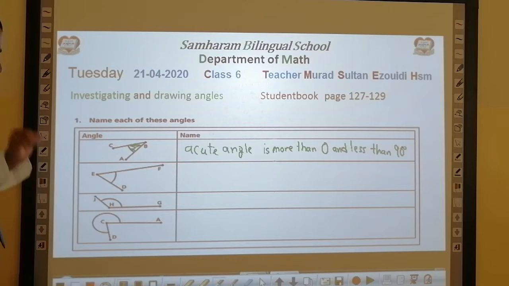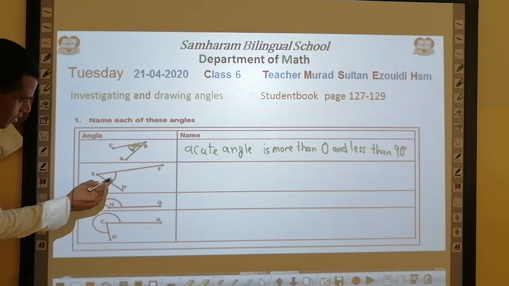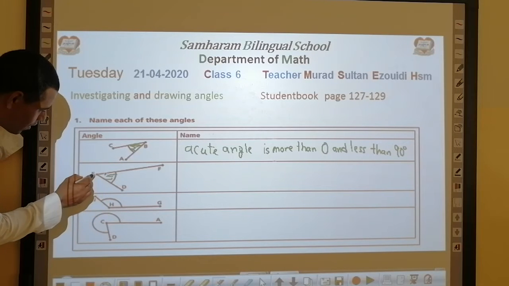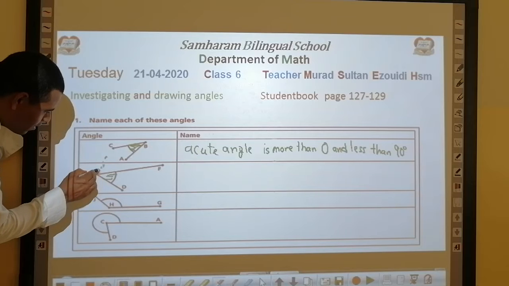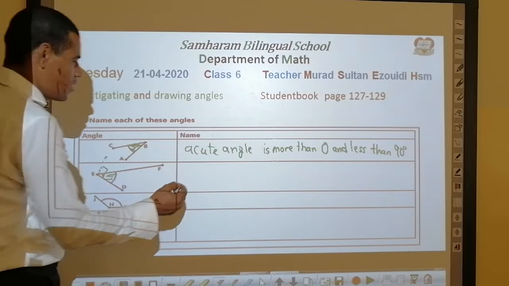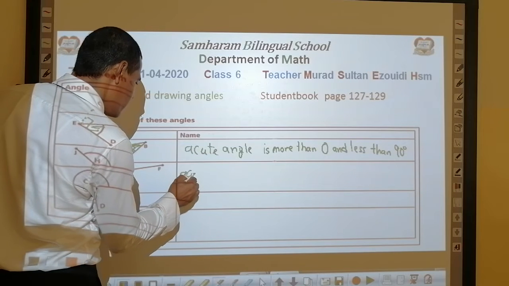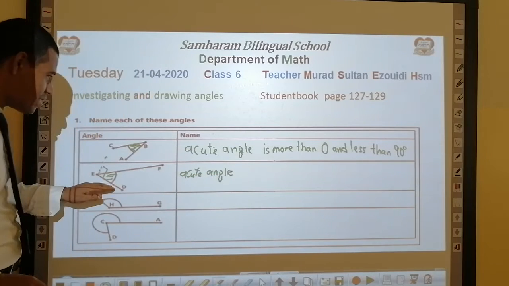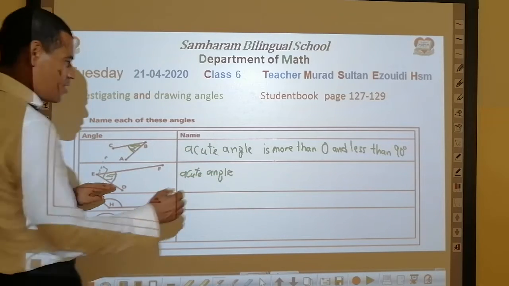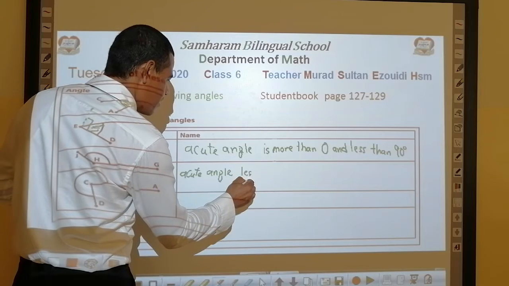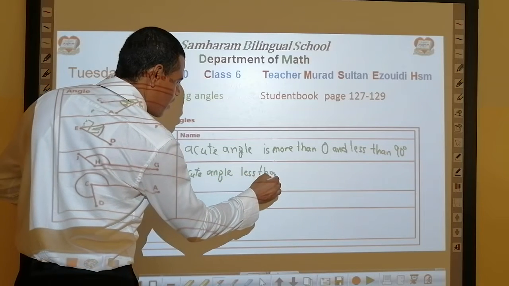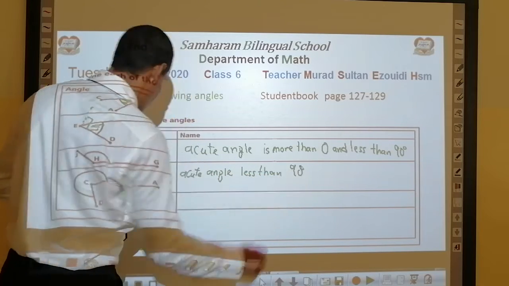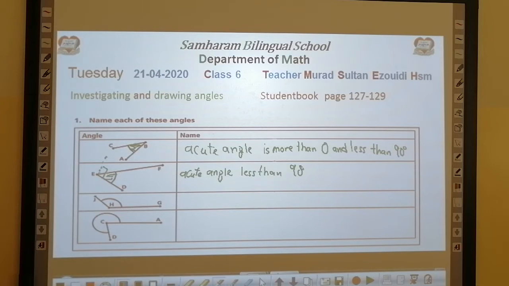And this one also is what? It is an acute angle, because this one is 90 degrees, so this one is less than 90 degrees. It's near, but it is greater than 0, so less than 90 degrees. Because in this diagram it's clear that it is more than 0, but you can write it, no problem.